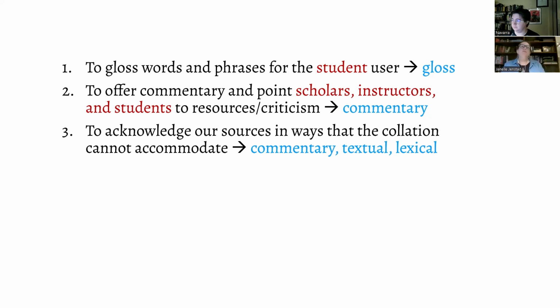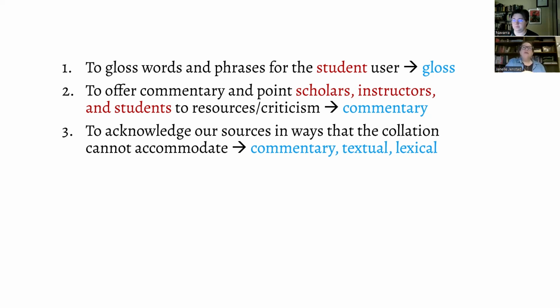So, traditionally, one of the purposes of annotation is to gloss words and phrases for the student user to make sure they understand what the text actually says. And we do that work in the gloss. Another purpose is to offer commentary and point our users, usually scholars, instructors, and students, to resources and criticism. And that happens in our commentary notes, which work coordinately with our bibliography and sometimes link out to other digital resources.